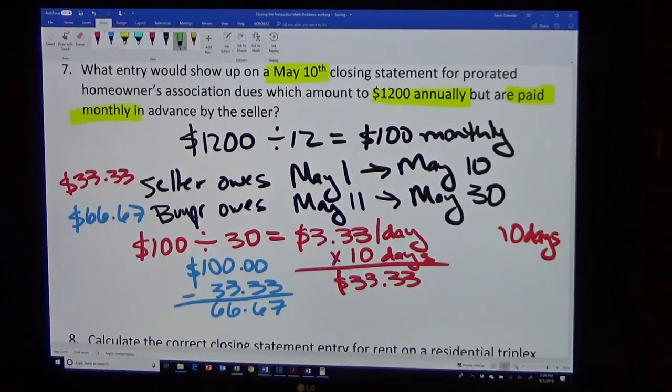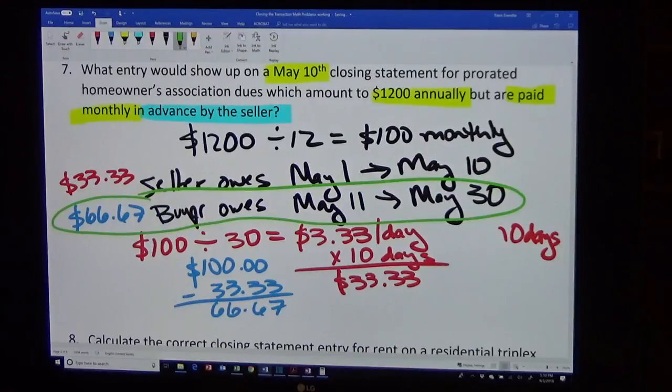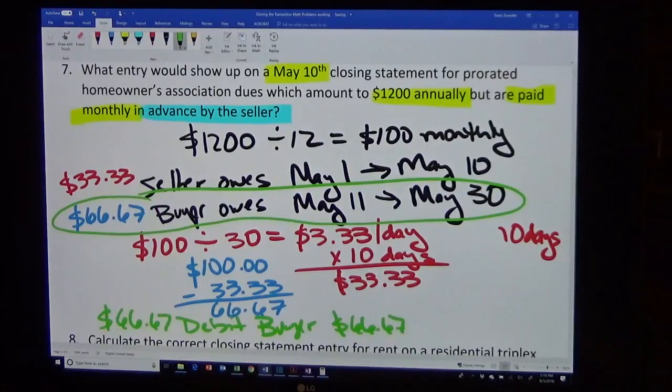So now go back to the question to see which one is correct. It says paid in advance by the seller. So if it's paid in advance by the seller, we want to do the opposite one here. We want to choose the buyer. So our correct proration entry is going to be $66.67 debit buyer, because it says buyer owes, and $66.67 credit seller.